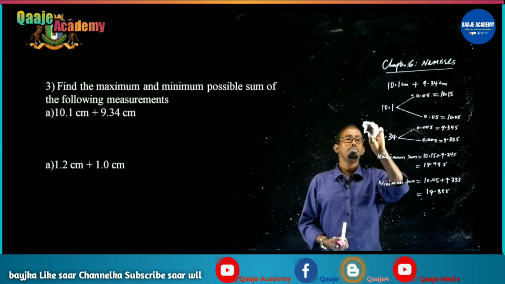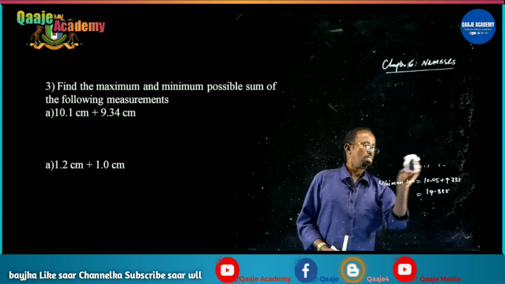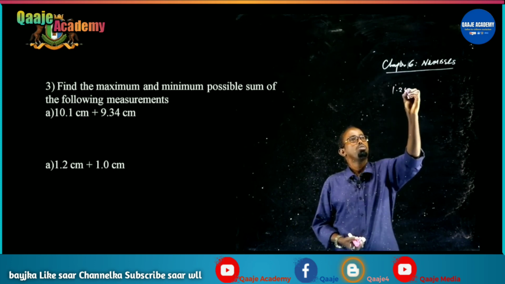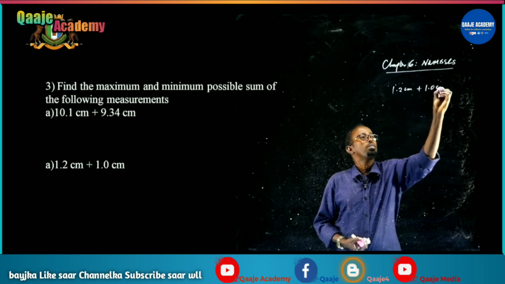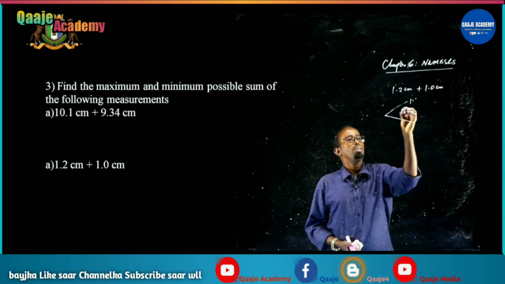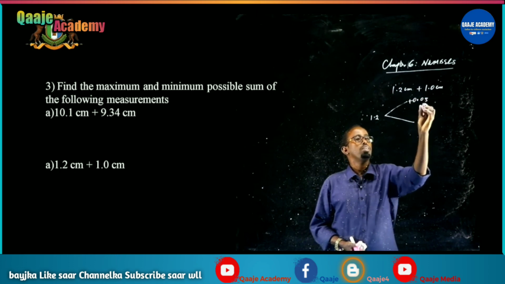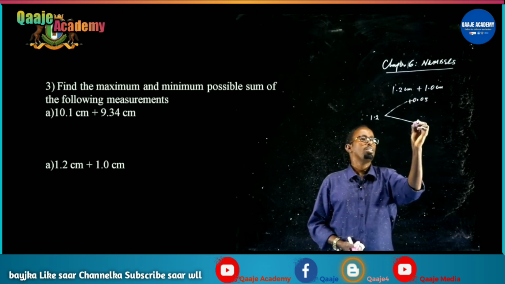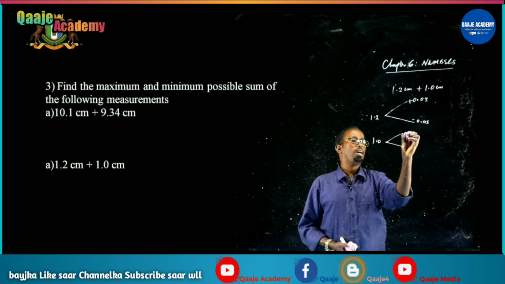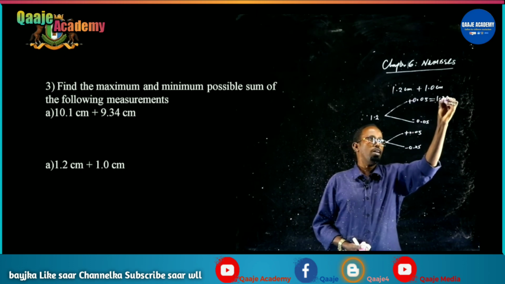Next, 1.2 plus 1.0 centimeters. I'll start with the bounds. 1.2, the error will be plus 0.05 and minus 0.05. 1.0, the error will be plus 0.05 minus 0.05. So this is 1.25, 1.15, 1.05, 0.95.